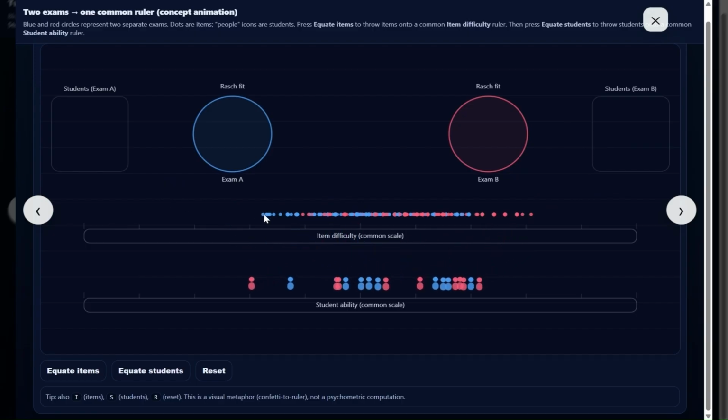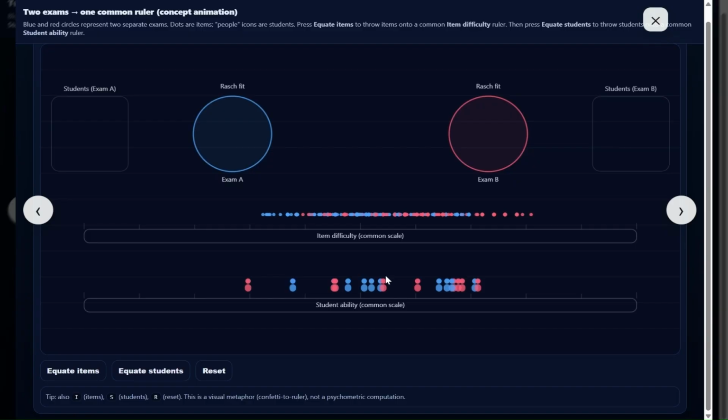What we mean by equating, we put the items on a common ruler. The item difficulty, the question difficulty will be displayed on a common ruler so that we can compare their difficulty, which one is more difficult than the other. And here the student abilities also. We can put them on a common ruler and we compare. This student is less able than this student, for example, which is less able than this student, although those two students are coming from two separate exams.